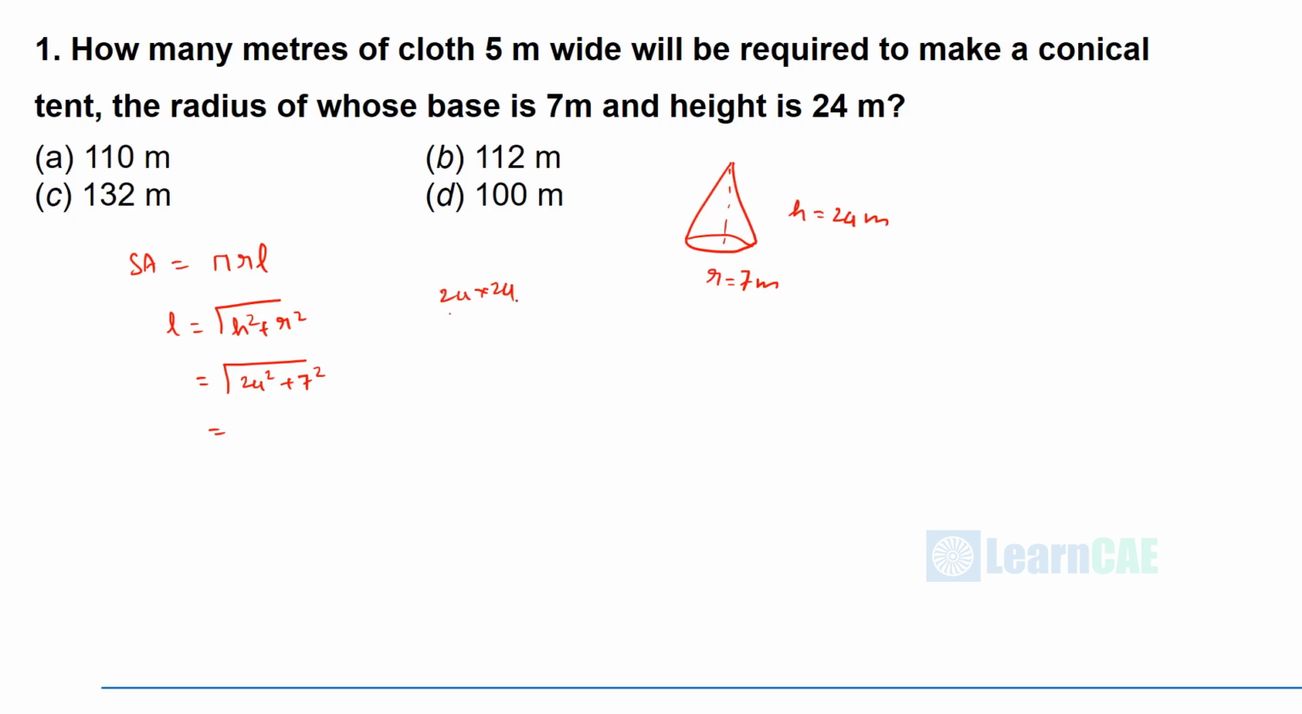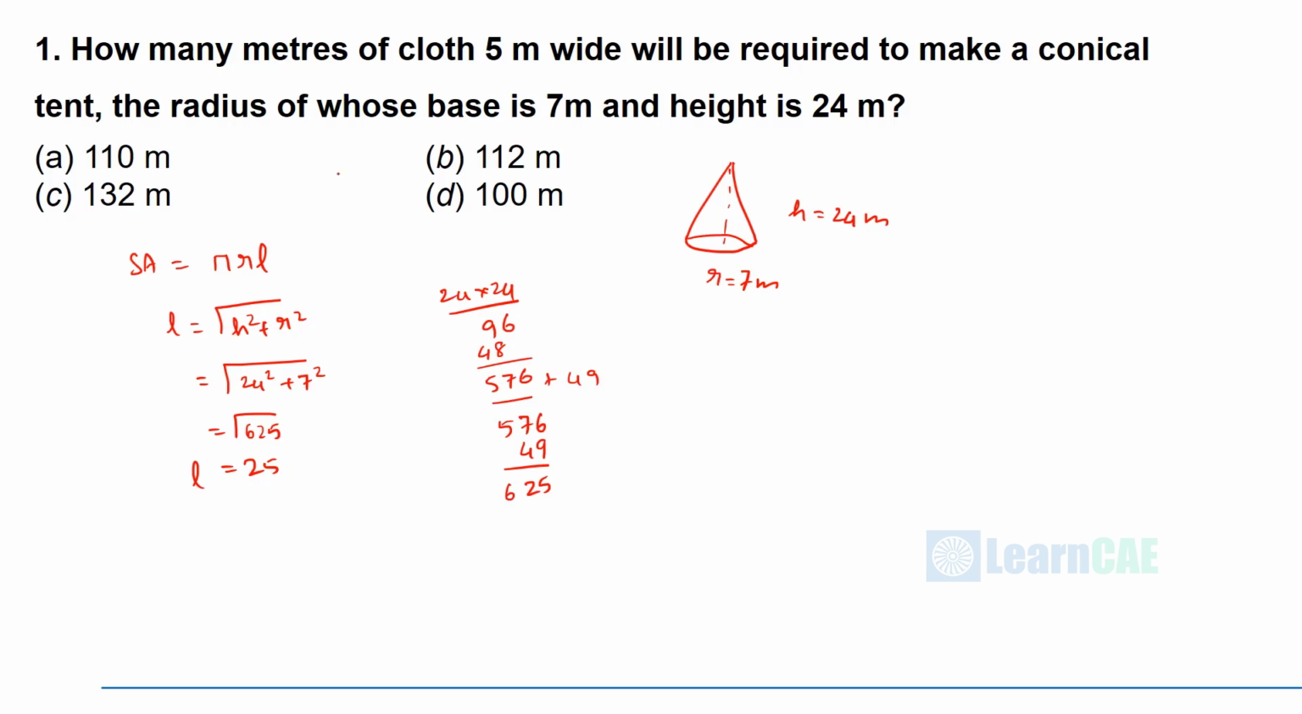24 into 24, 4 4s are 16, 2 4s are 8, 9. 24 into 2 is 48. 6, 7, 5. 576 plus 49. This is 5. This will be 2 and this will be 6. So this will be square root of 625. Square root of 625 is 25. So the value of L is equal to 25.